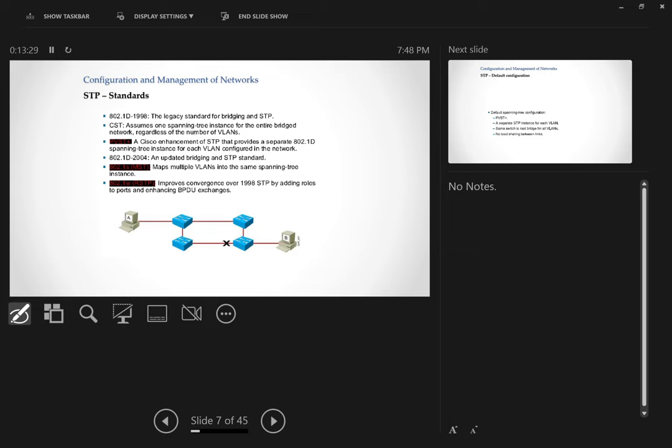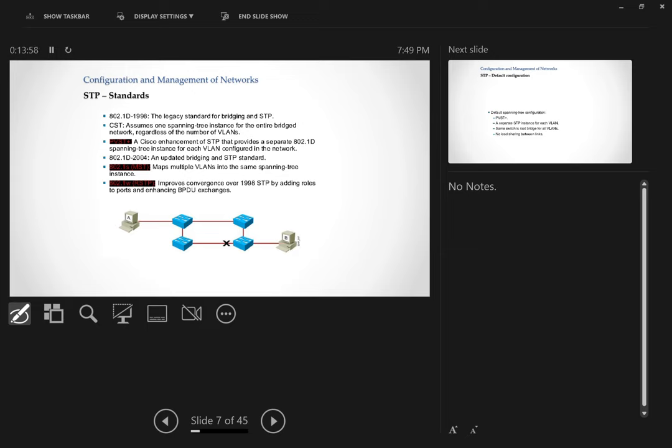Then we have CST, which means one spanning tree instance for the entire bridge network, regardless of the number of VLANs. This means that I can have 10 VLANs, but the same link will be cut for all of them, because even if I have 10 different broadcast domains, the spanning tree is calculated for the entire layer 2 network.